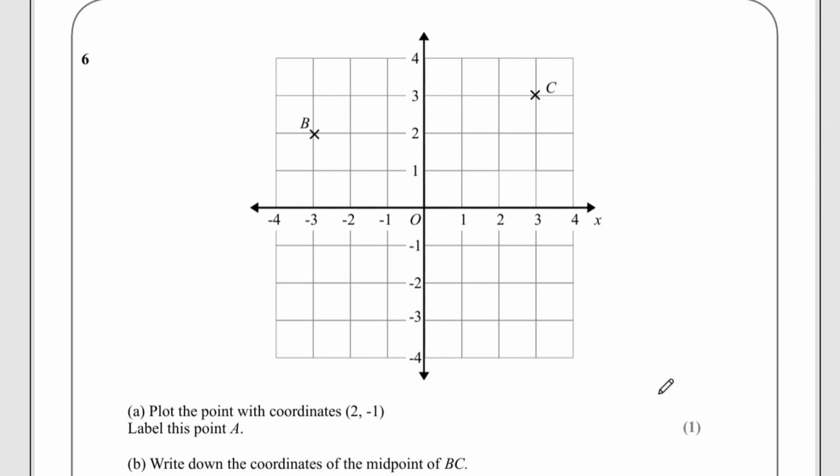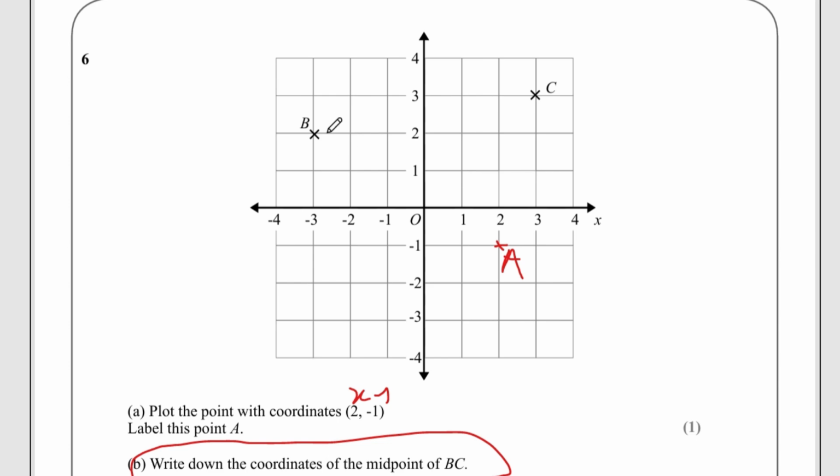All right, we have this. Plot the coordinates (2, -1). Remember, it is x, then y. So x is 2, y is -1. This is where x is 2, y is -1. So at this exact point, you can label this A. And then the next thing, write down the coordinates of the midpoint of BC.